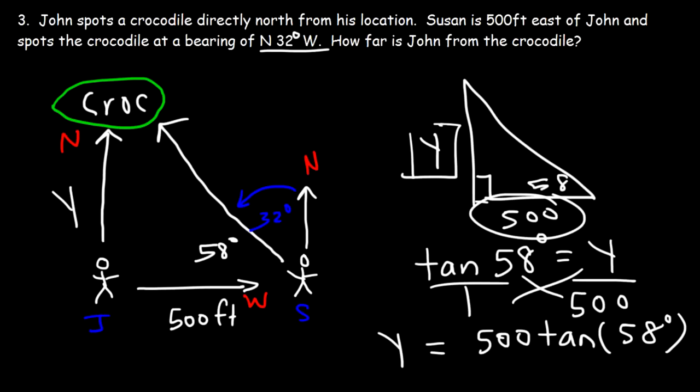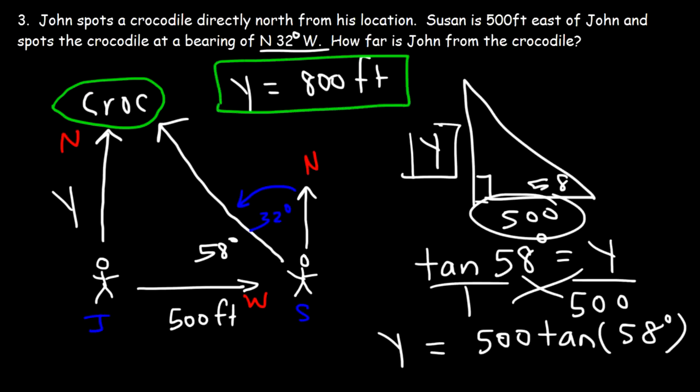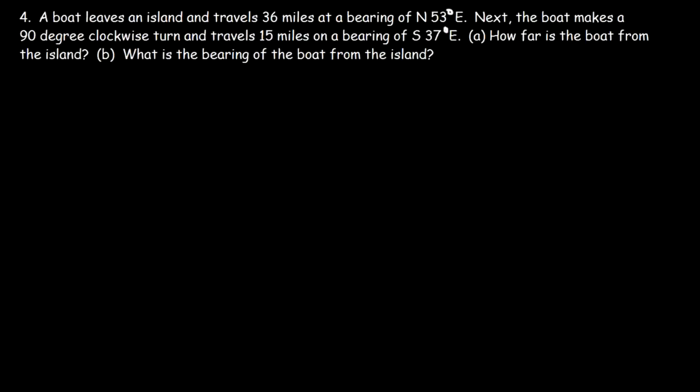Tan 58 is about 1.6. If we multiply by 500, then this will give us the value of y, which is 800. So that's how far John is from the croc. So the croc is 800 feet north of John, or John is 800 feet south of the croc.